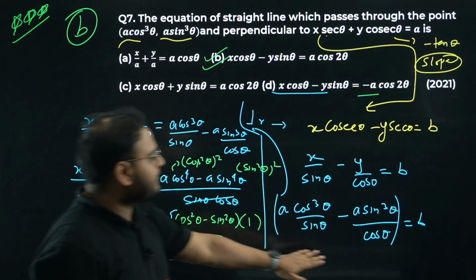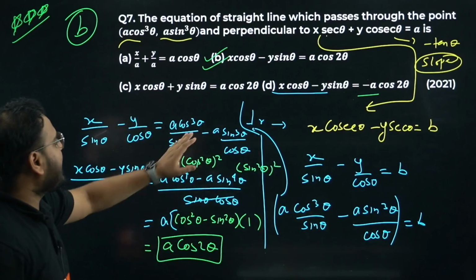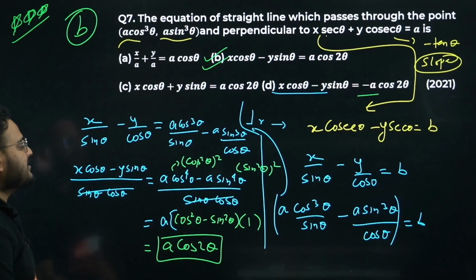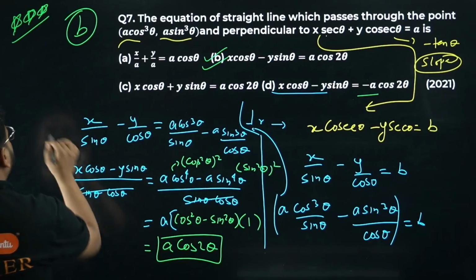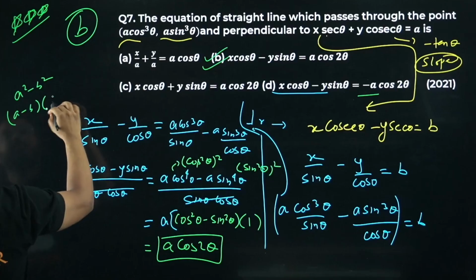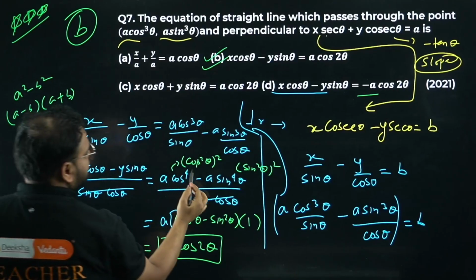Till here, no problem. We did it to find the value of b. Put it back over here. LCM is there. Taken the denominator out by cancelling each other and simplifying with the help of the a square minus b square formula. What I have is a minus b times a plus b. Over here, please check, a square minus b square.